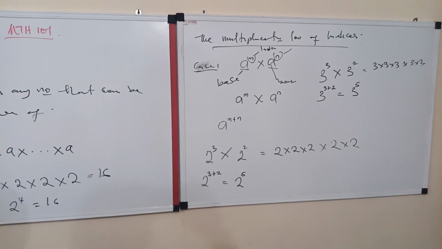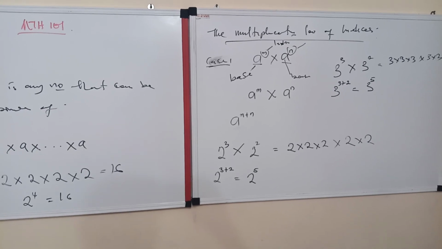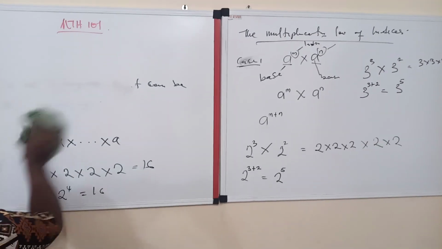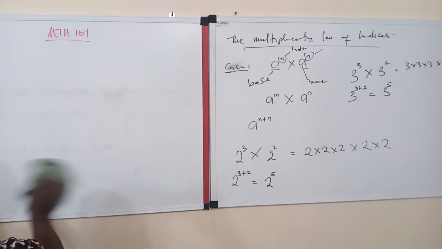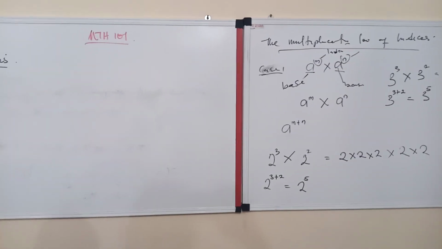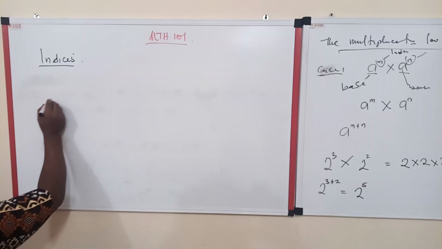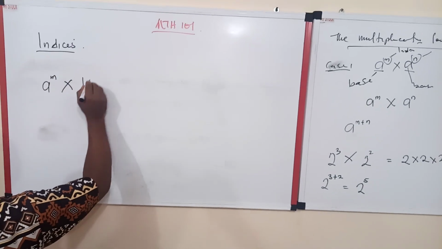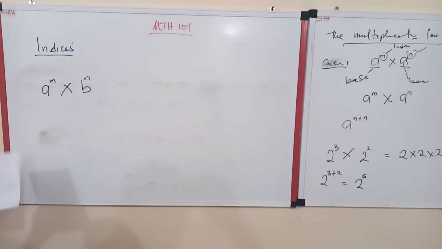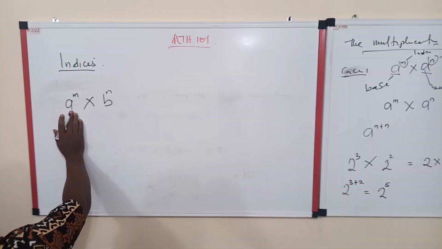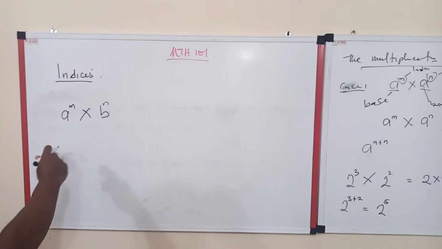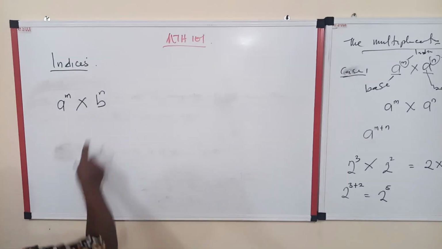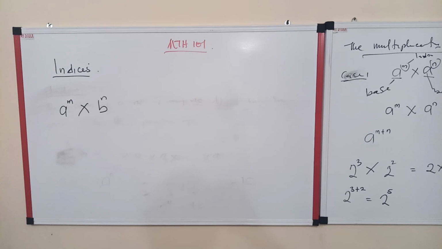Now, let's consider another case. Case 2 is when the bases are not the same. The one we have considered is where the bases are the same. What if the bases are not the same? Like we have a raised to power m times b raised to power n. This is still indices because we have a particular number multiplying itself n times.